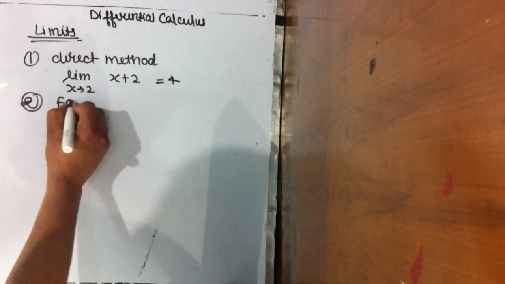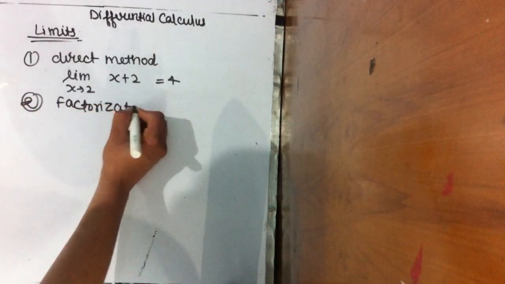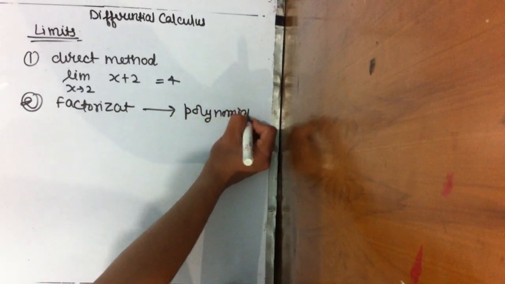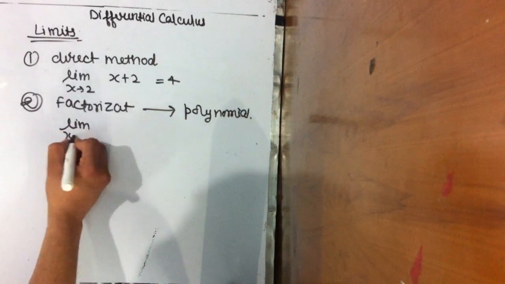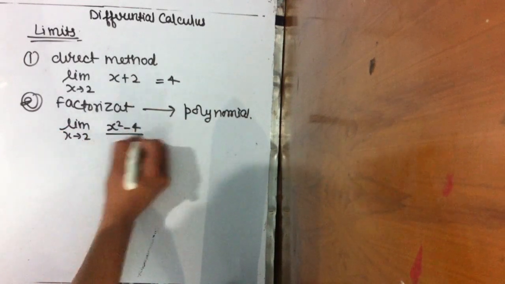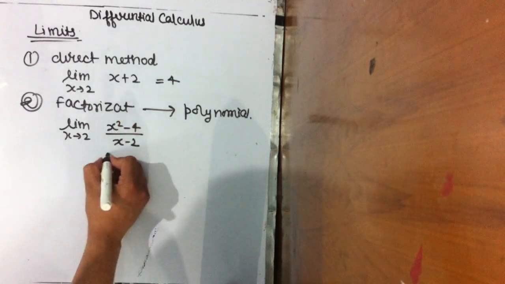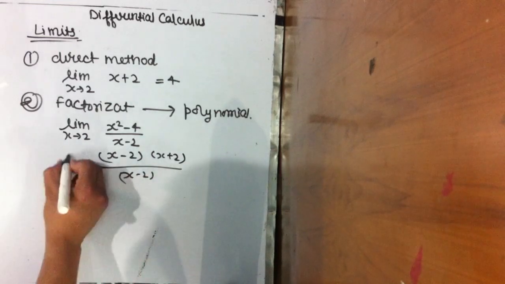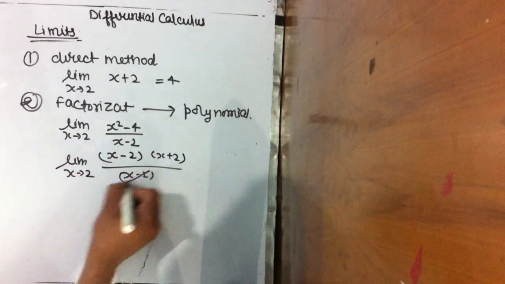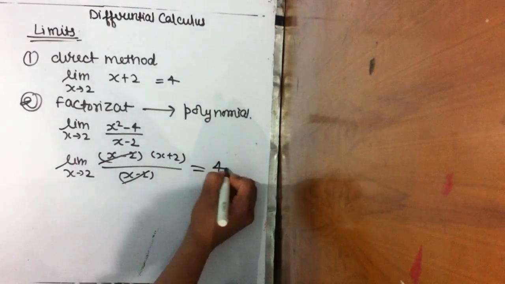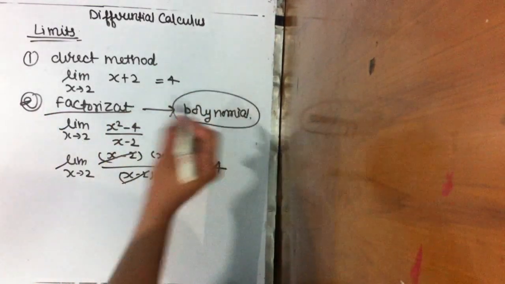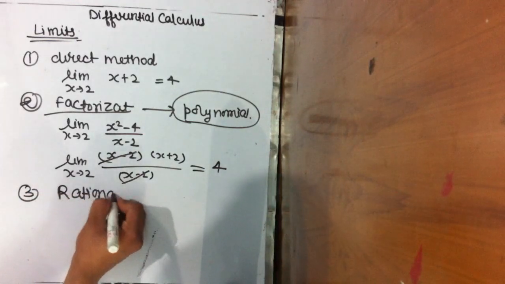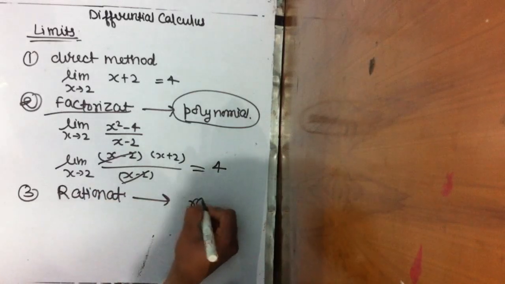Second is factorization. Now this method is only applicable if the function is polynomial in nature. For example, limit x approaches 2, x square minus 4 divided by x minus 2. Then if I apply the factors above, that is x minus 2, x plus 2, divided by x minus 2, limit x approaches 2, then it gets cancelled, forming 4. So this is the method of factorization in case of polynomial functions. Third method is rationalization, that is only in rational functions.